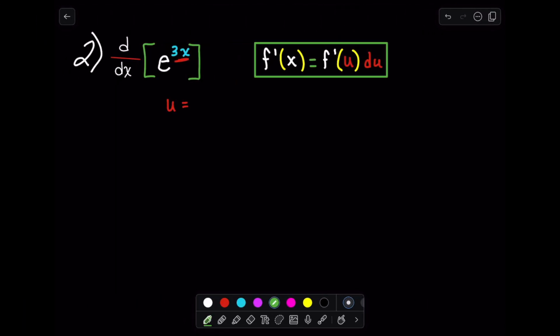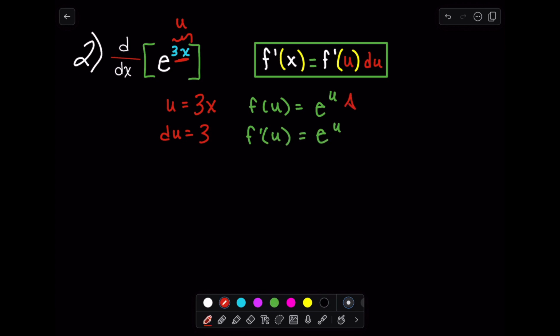So jumping right in, the first thing to do in these problems is to define u and f of u. And in this case, if we have an e in the given function, the u value is always just the exponent value. So then we can rewrite the function as f of u equals e to the power of u. Then we just derive these two terms that we defined. The derivative of 3x is 3, and the derivative of f of u is simply e to the u. And again, this is something that we should memorize. The derivative of e to the x is always just e to the x.